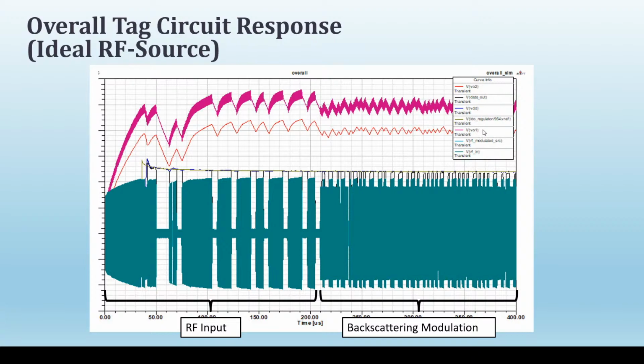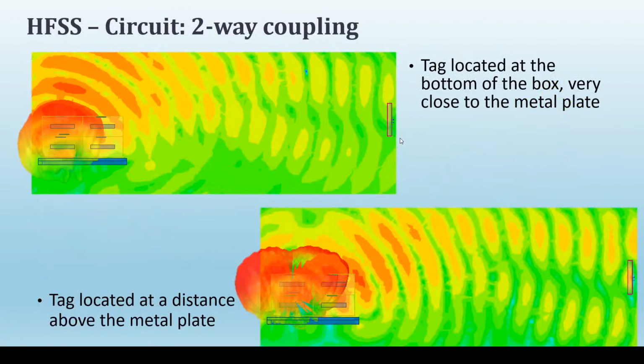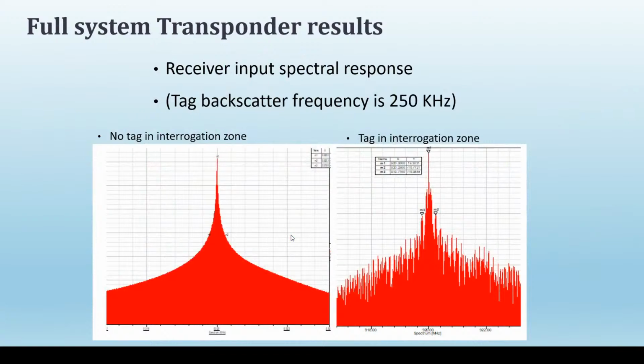our circuit design part for our simulations. So overall, we can do just an antenna design for a transmitting antenna, or we can do a reader tag antenna simulation, and we can do a full system transponder result with the circuit.